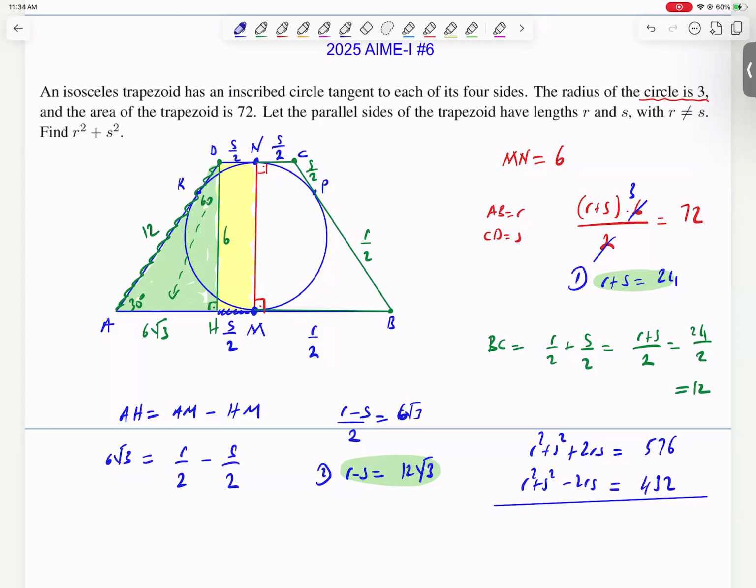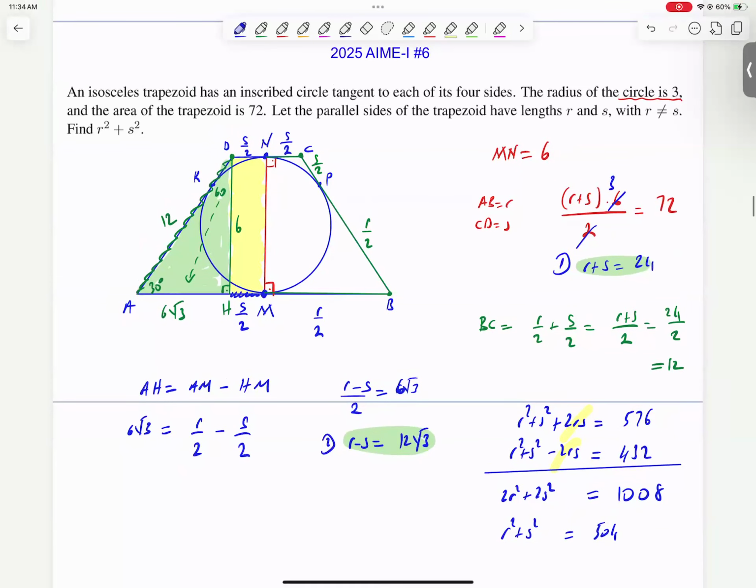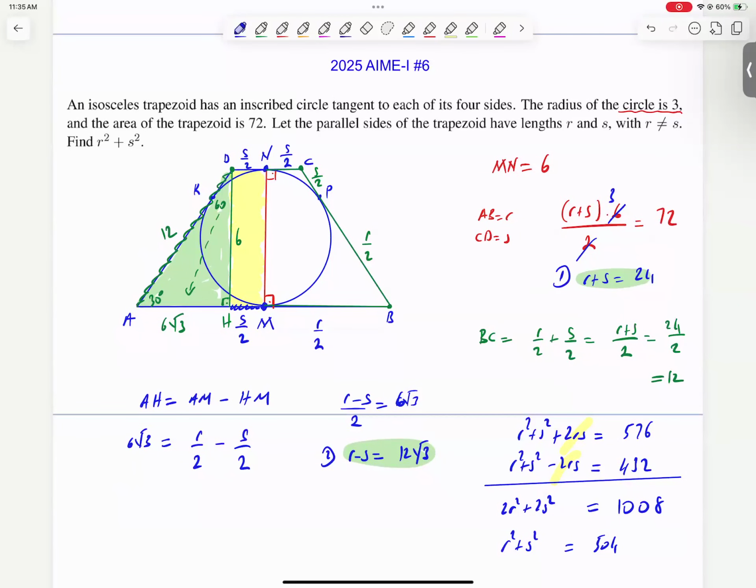If we add side by side, we get 2r squared plus 2s squared, since the 2rs terms cancel out, which is equal to 1008. If we divide both sides by 2, r squared plus s squared is equal to 504, which is the answer for the problem: 504.